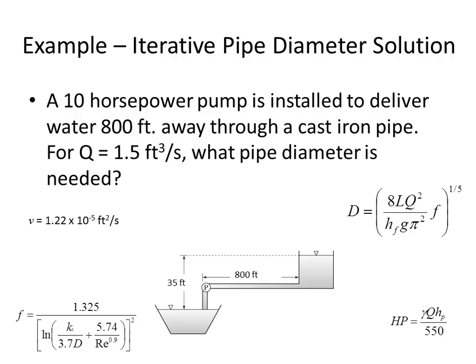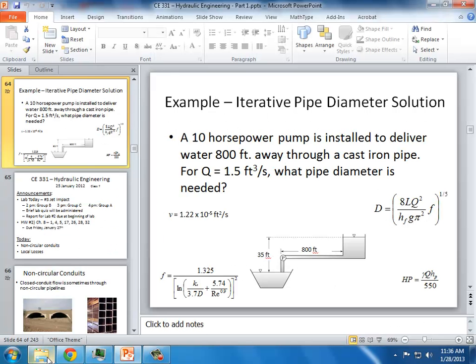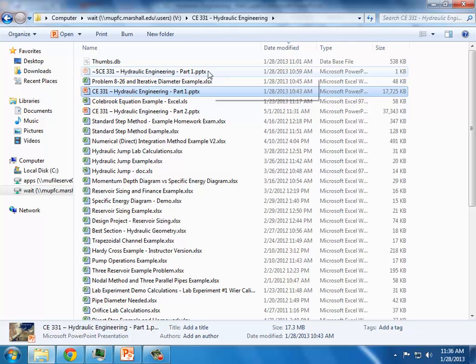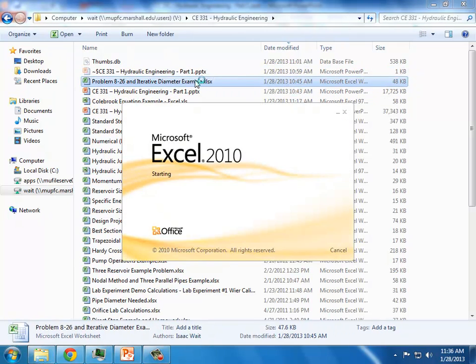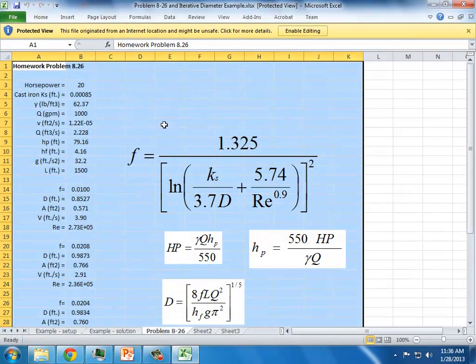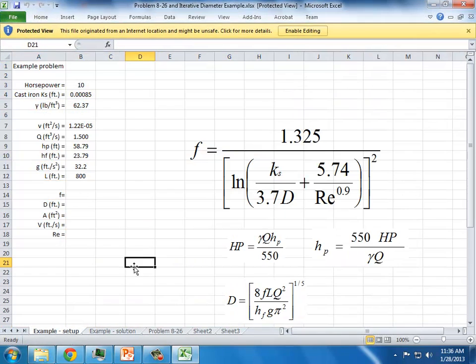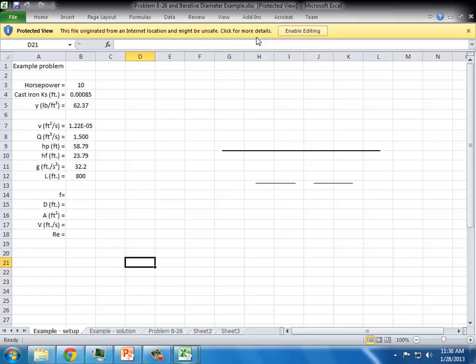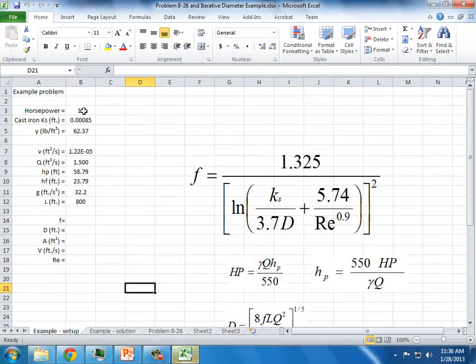It's one that we used in the iterative process there. So it looks a little bit funny, but essentially all it is just the combination of the energy equation and the Darcy-Weisbach equation. So I'm going to switch to Excel, and okay, we're going to start with the problem where the horsepower of the pump is defined as 10 horsepower.